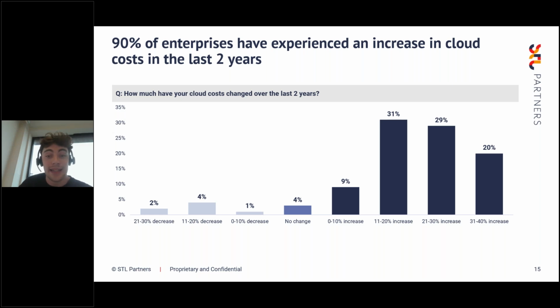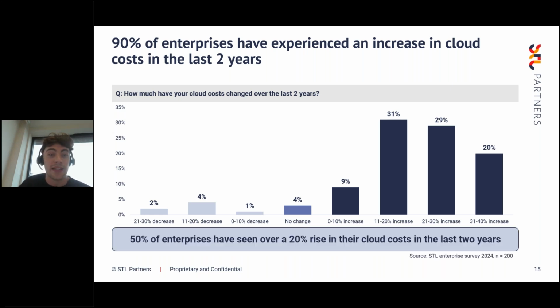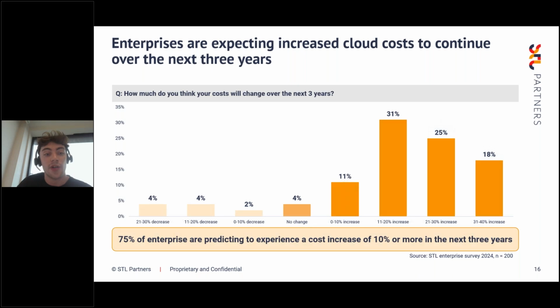It's clear to see that enterprises don't think that these costs are really going to go anywhere, as we asked the follow-up question of how much we expect the cost will change over the next 3 years. The results showed that 75% of enterprises predict that costs will increase 10% or more.